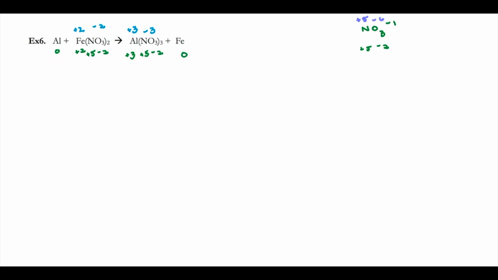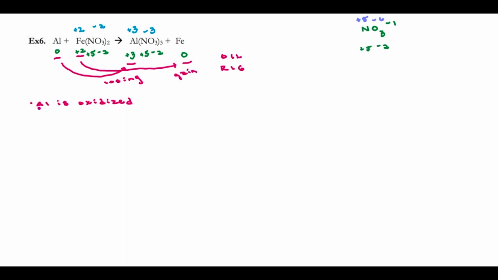So here, aluminum, notice, goes from 0 to +3. To go from 0 to +3, you're becoming more positively charged, which means you are losing electrons. So to go from here to here, you are losing electrons, which means aluminum is going to be oxidized. OIL RIG: oxidation is loss of electrons. So aluminum is oxidized. All right, iron goes from +2 to 0. To go from +2 to 0, that means you are gaining electrons. So iron is reduced.